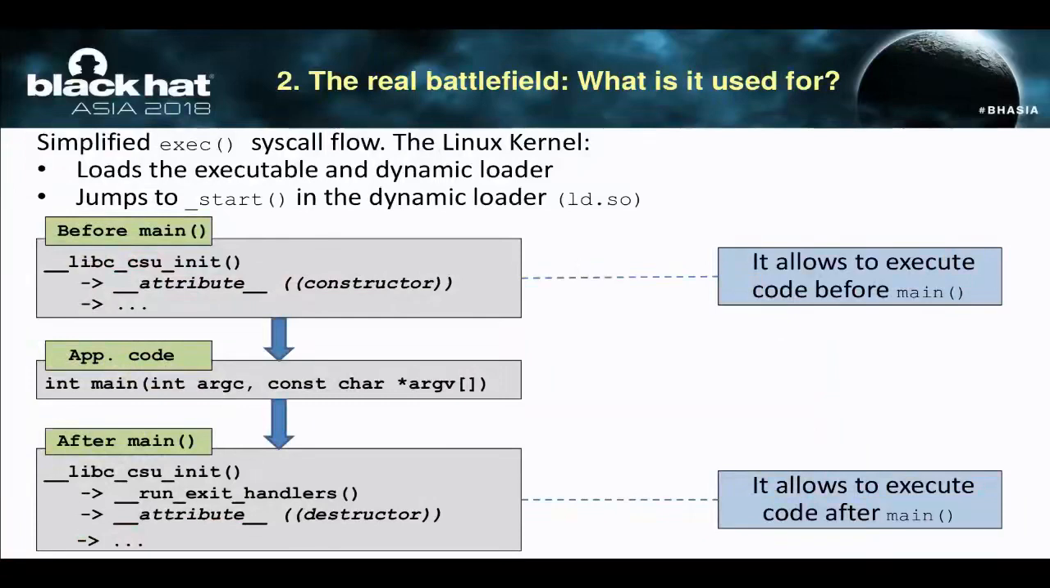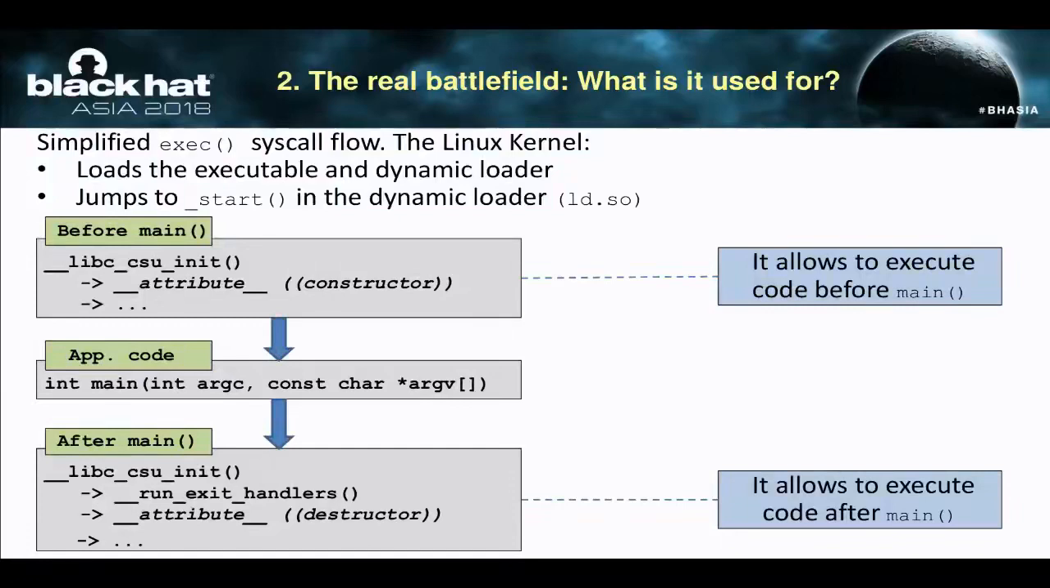Let's simplify it quickly. This is the exec syscall flow, basically the Linux kernel. Again, when it jumps to the dynamic loader, what it's doing basically is calling some functions before main and after main. So you can see this as a mechanism which allows us to execute code before and after main. Don't think that your main is the very first thing that will be executed. No, main is very far.